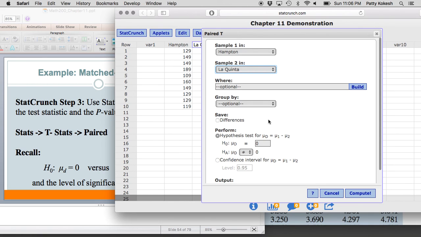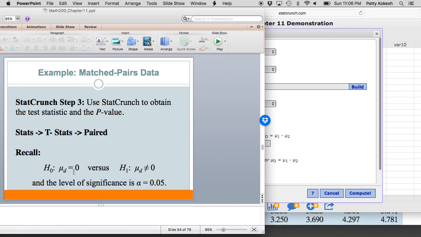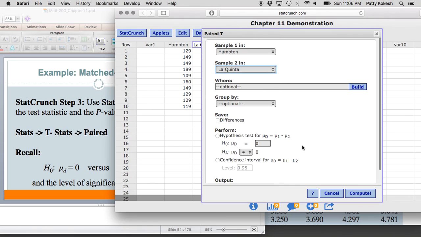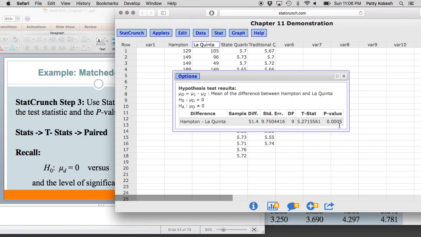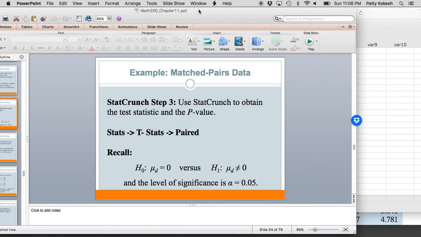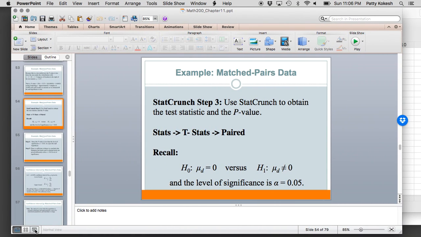And then I want to perform a hypothesis test, mu of d equals 0 versus mu of d not equal to 0. So this is already selected for me. If I wanted a left-tailed test, I would select the less than. If I wanted a right-tailed test, I'd select greater than, but I just want this two-tailed test here. So I do compute, and I get that same test statistic and a very similar p-value. So I would come to the exact same conclusion using StatCrunch as well.